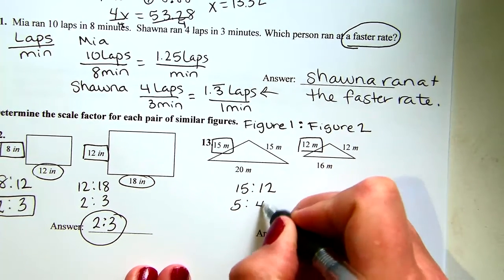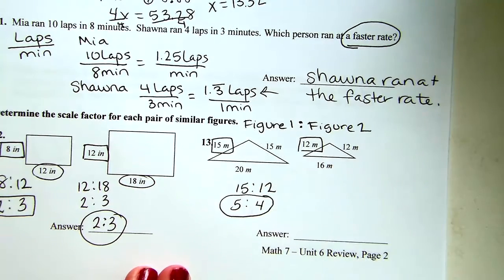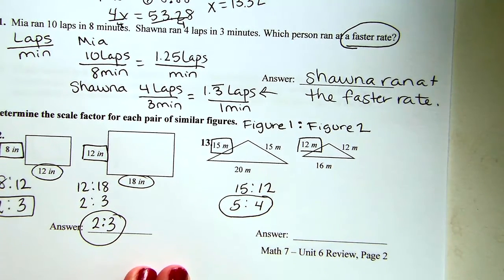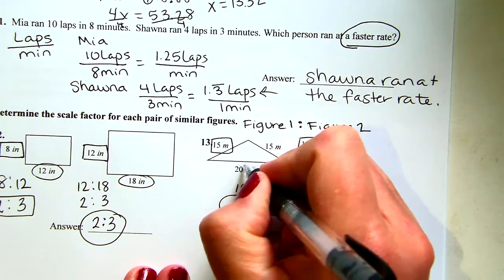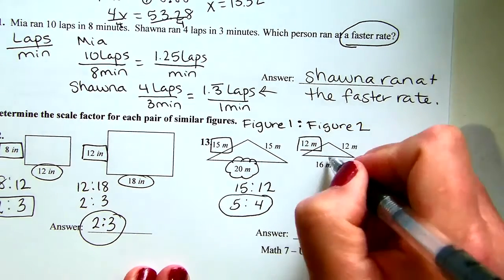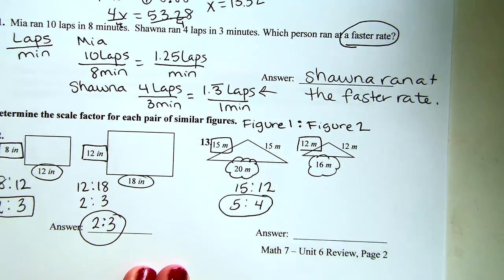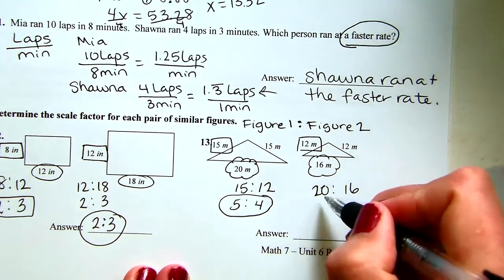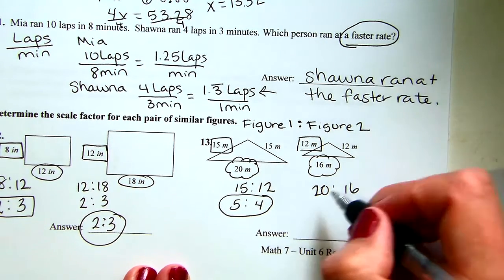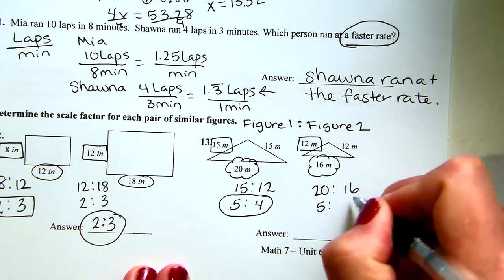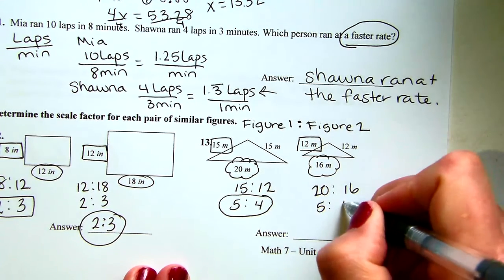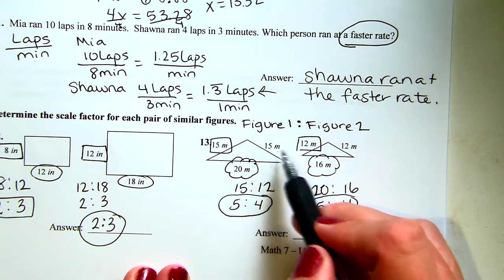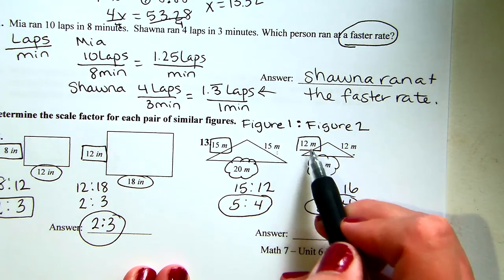Now I could use a different set of numbers. I could use 20 meters and 16 meters. I can use that because the same number that goes into both 20 and 16 is 4. So 20 divided by 4, that's 5. 16 divided by 4, that's 4. So once again, we get the same scale factor. I'm not using my final set of 15 and 12 here because I already have one set of that here. So our scale factor is going to be 5:4.